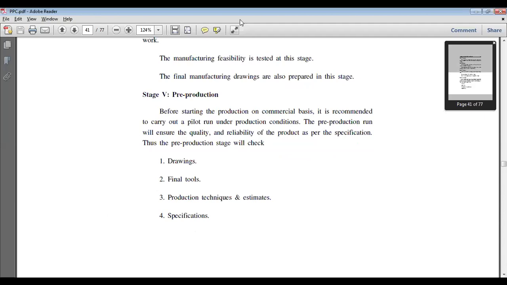So this was all about manufacturing facility. This was all about manufacturing, production planning and control. I hope everything is clear to you now.